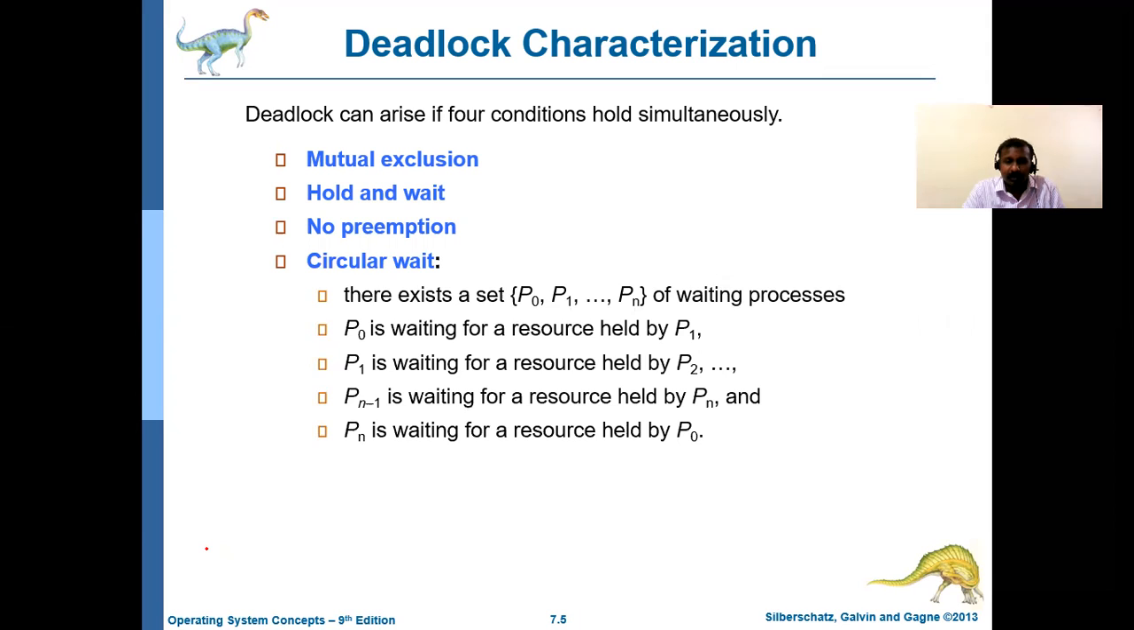So if all these four conditions exist simultaneously, then the system is said to be in a deadlock state. That is, all the four conditions should be satisfied: mutual exclusion, hold and wait, no preemption, and circular wait. Even if one of the conditions is not satisfied, then you cannot call it a deadlock state.